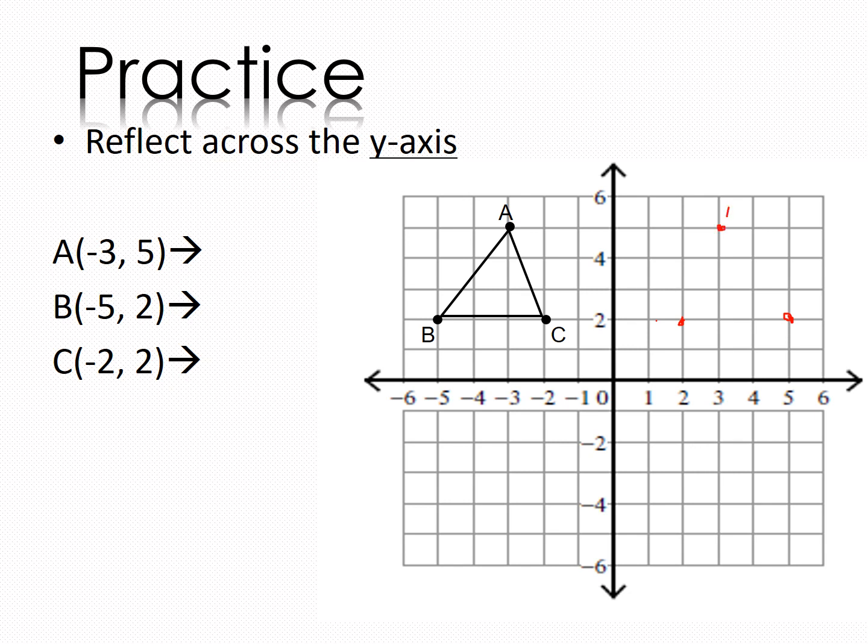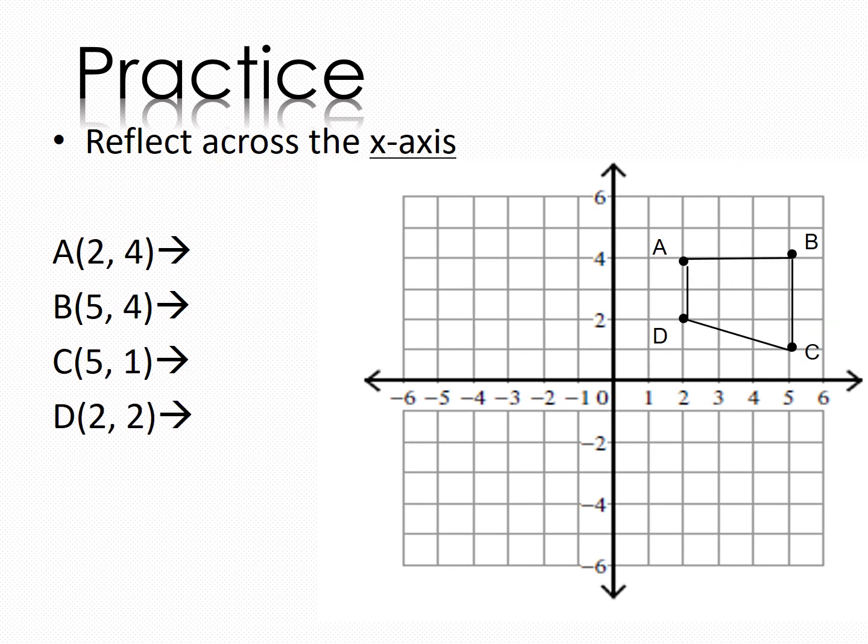Okay, so we've got A prime, B prime, C prime. And of course, ideally, these lines are straight. Another practice. We're going to reflect it across the x-axis. Pause the video, try to figure it out, and then you can start the video and we'll go through the answer.